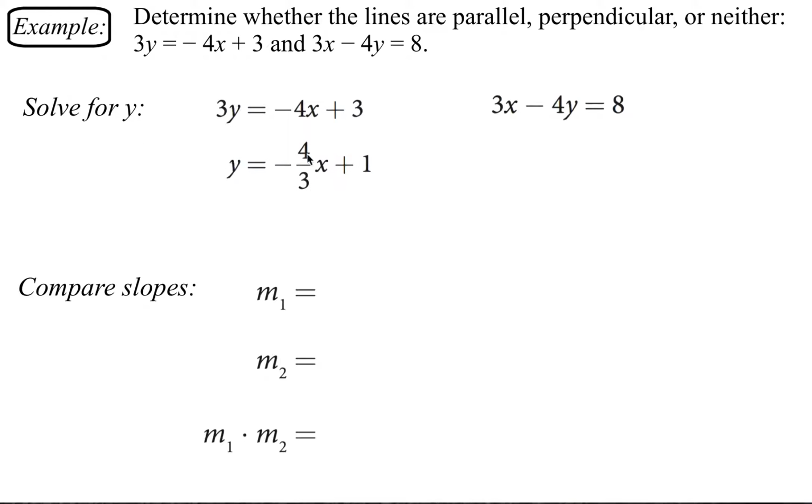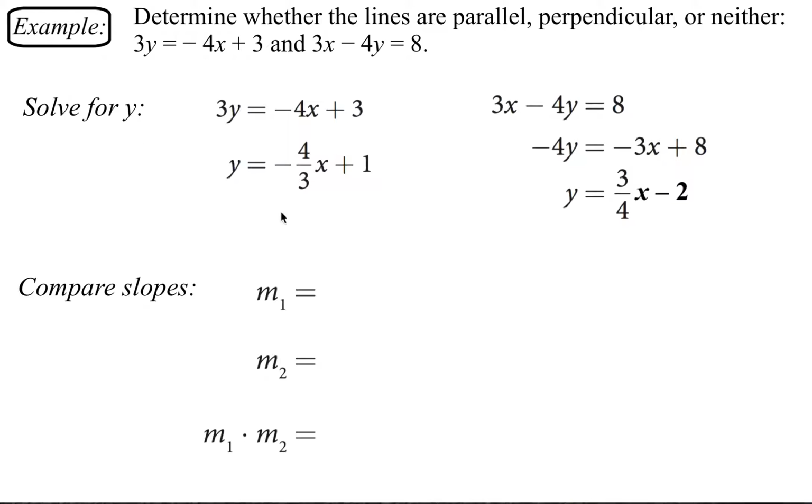If it's solved for y, the number in front of x is the slope, right? y equals mx plus b, so m is negative 4/3. So let's solve this one for y. We're going to subtract 3x from both sides and then divide each term by negative 4. And negative 3 divided by negative 4 is a positive 3/4.